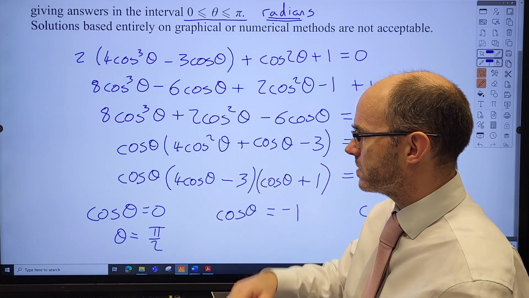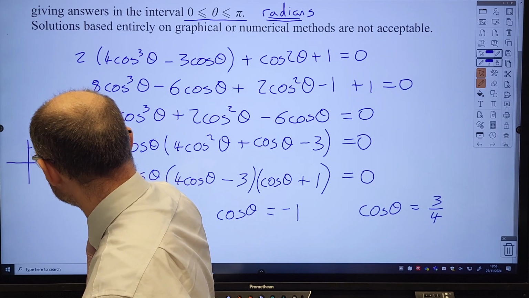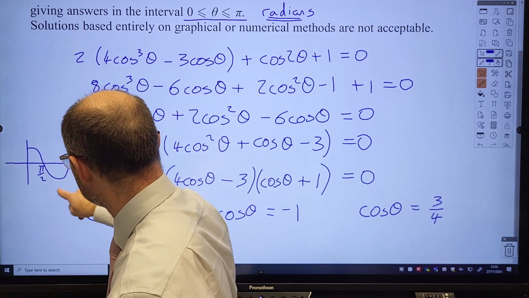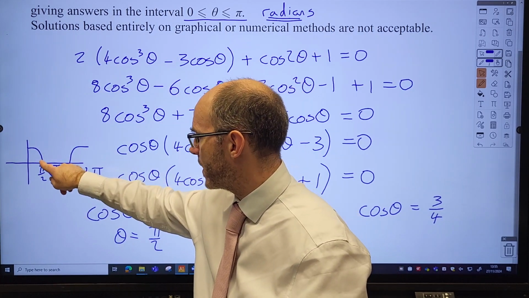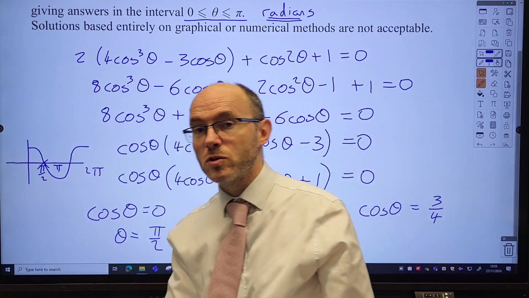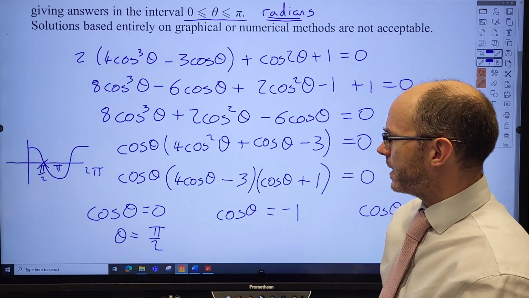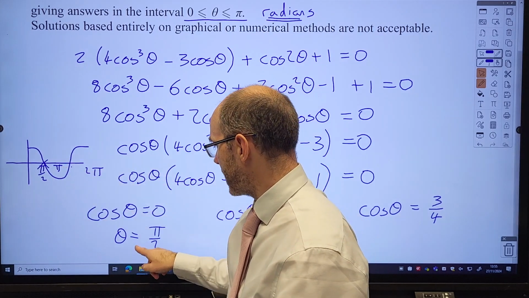I'm just going to draw a quick sketch of a cosine graph. Here we go. So this here is pi over 2, that's 2 pi, that's pi, that's 3 pi over 2. So here, cosine theta equals 0, so you've got pi over 2. Use your calculator if you wish to check, but it's that. Not this one, that's 3 pi over 2, and the interval is in between 0 and pi. So just that one there.